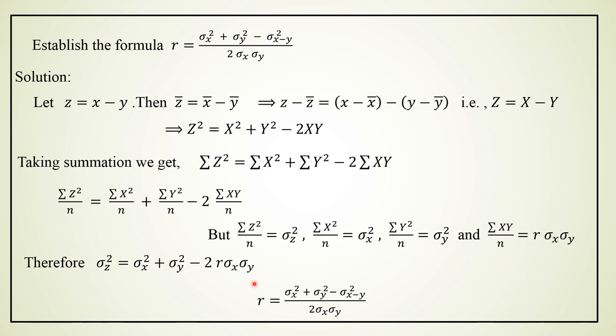So just rearrange the terms over here, so that you are going to get r is equal to sigma x square plus sigma y square minus sigma z square, but we know that z is nothing but x minus y. So you have sigma x minus y square divided by 2 into sigma x sigma y. So that completes the proof.